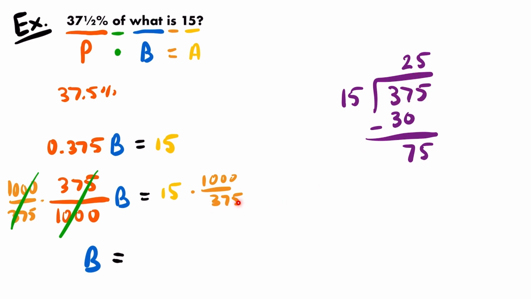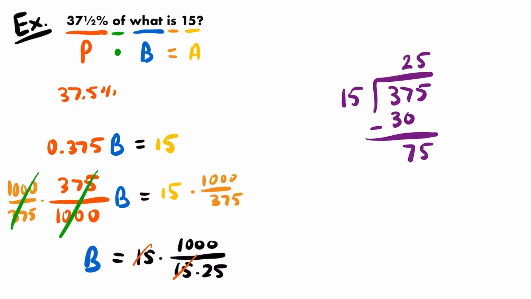So you could rewrite this 375 as 15 times 25. And here's why that's important. We'd have 15 times 1000 divided by 15 times 25, right? I'm just rewriting 375 as the multiplication of 2 factors of that number. And now you have 15 multiplied by this fraction. Well, 15 divided by 15 is just 1. So those two numbers cancel each other out. So b is just equal to 1000 divided by 25, which is a much easier calculation to do.